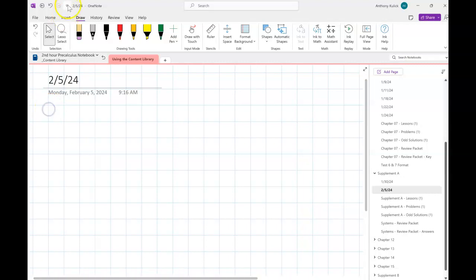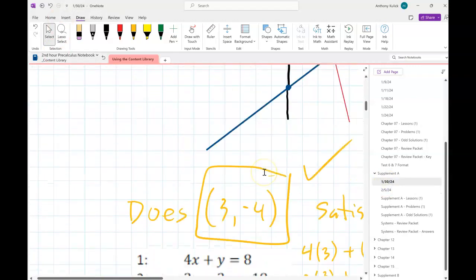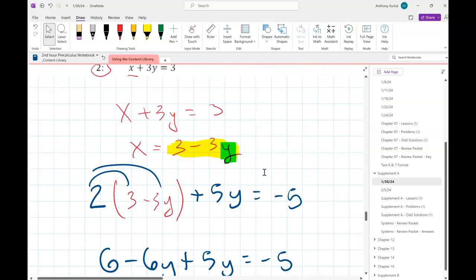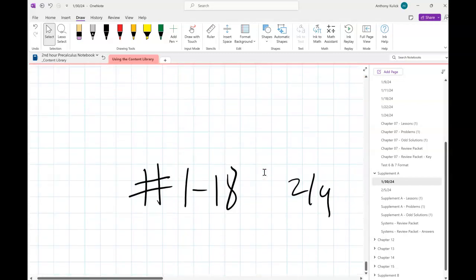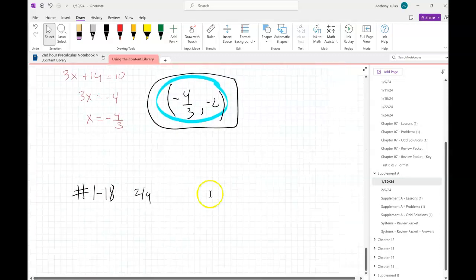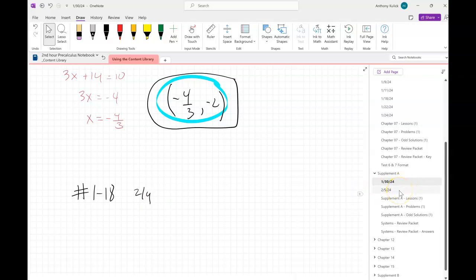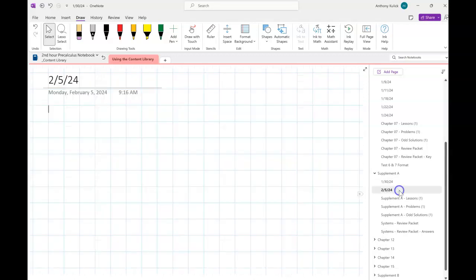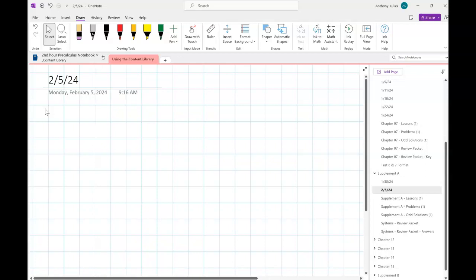So starting with questions, I think 1 through 18 was what I asked for the homeworks. Wait, so 1 through 4. So I think at the end of the last lesson, it was 1 through 18 due on 2-4. It said 1 through 4 on the, that's why. Okay, well, I apologize for not getting that updated. Okay.